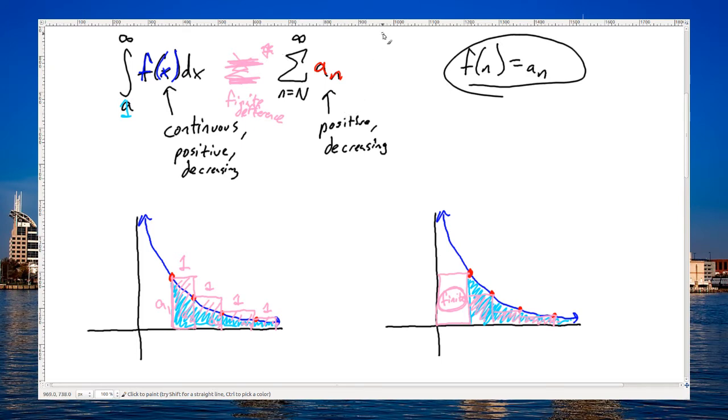What does this mean for us? Well, what it means is that since this area and this value only have a finite difference, that tells us that we're going to have shared convergence or shared divergence. Of course, if this blue stuff is infinite, then the bigger pink stuff is also going to be infinite. But if the light blue stuff is finite, then the smaller pink stuff is also finite. And that's the integral test in a nutshell.